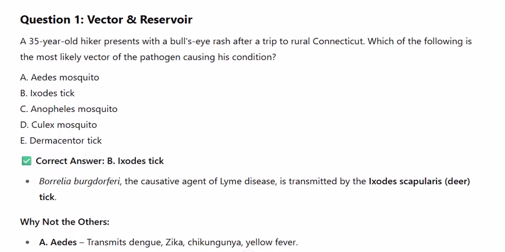A 35-year-old hiker presents with a bullseye rash after a trip to rural Connecticut. Which of the following is the most likely vector of the pathogen causing his condition? A. Aedes mosquito, B. Ixodes tick, C. Anopheles mosquito, D. Culex mosquito, E. Dermacentor tick. Correct answer B. Ixodes tick. Borrelia burgdorferi, the causative agent of Lyme disease, is transmitted by the Ixodes scapularis, deer tick.